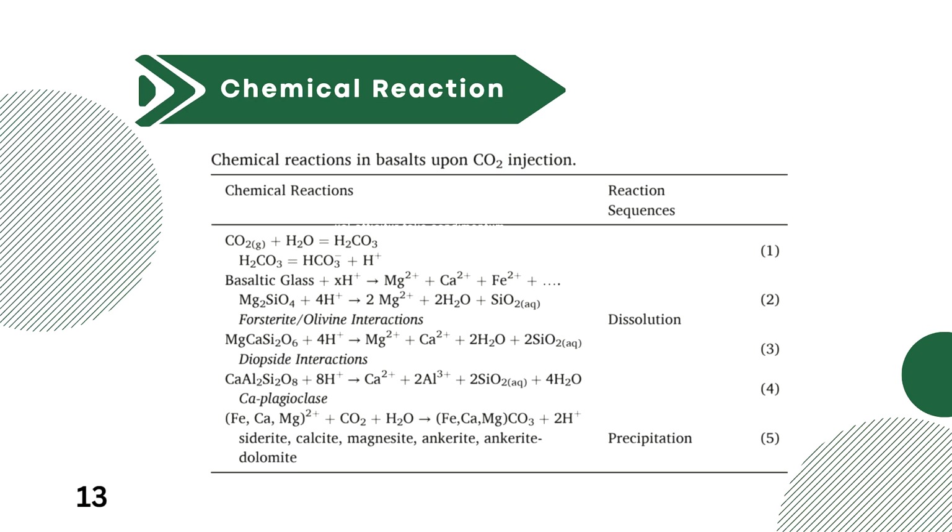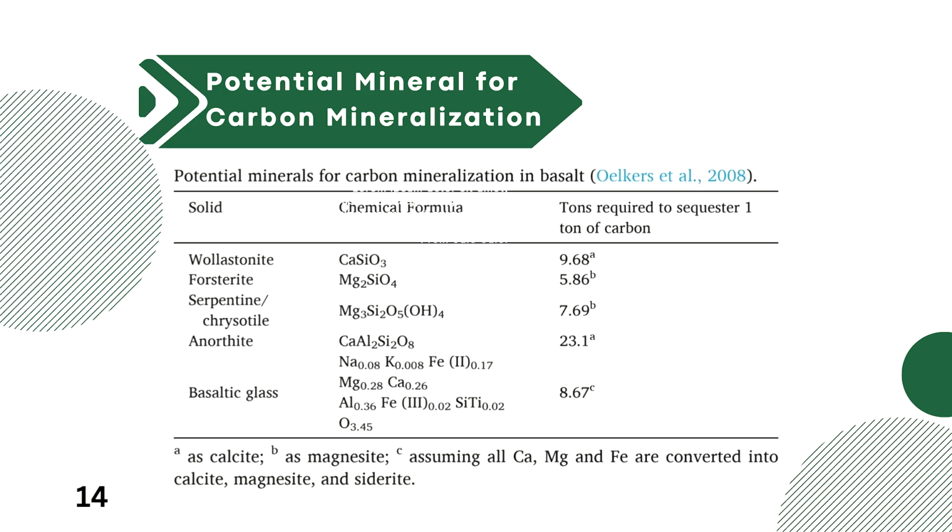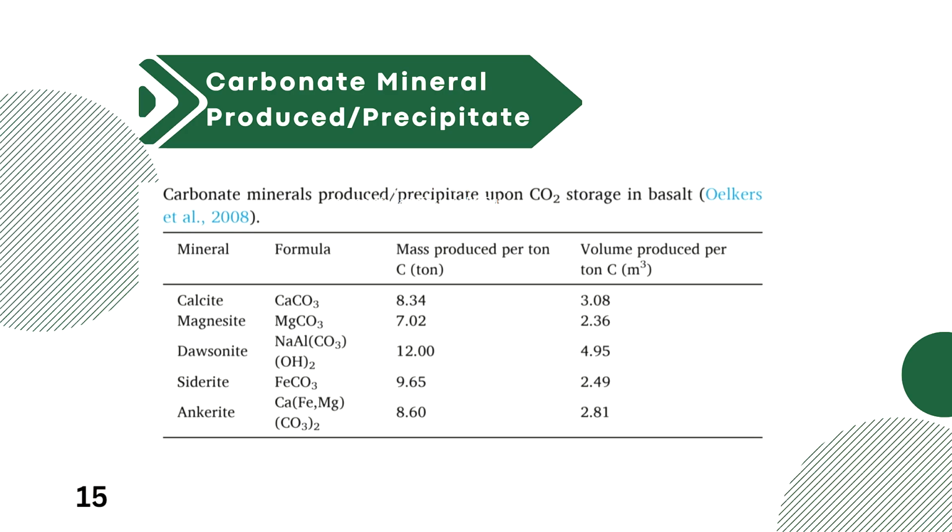From this value of tons required, we can see that the serpentine crystallites have the highest, or the best, value for potential minerals that occur in the injection of CO2 in the basalt formations.